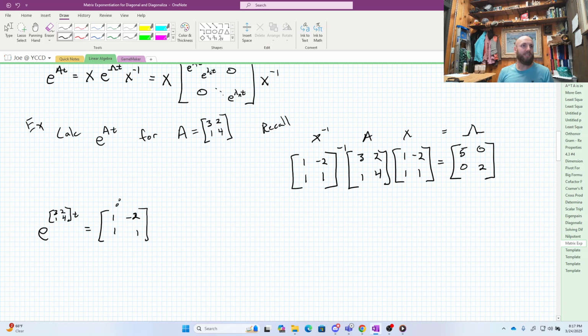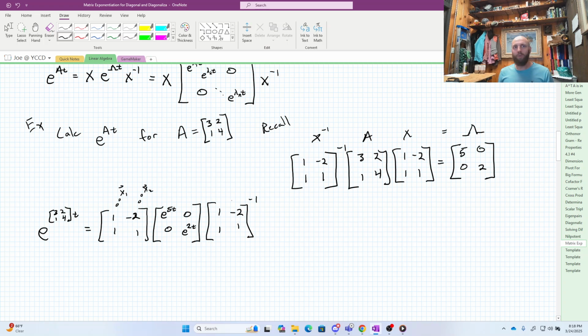And remember, this is the first eigenvector and the second eigenvector. That's in the columns. And then I'm going to have [e to the 5t, 0; 0, e to the 2t]. And then I'm going to have this multiplied by the inverse. And that's it. So this is done.